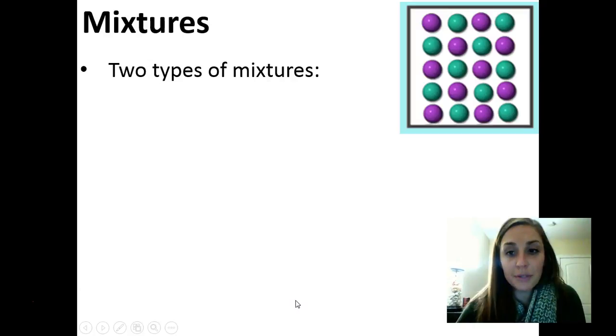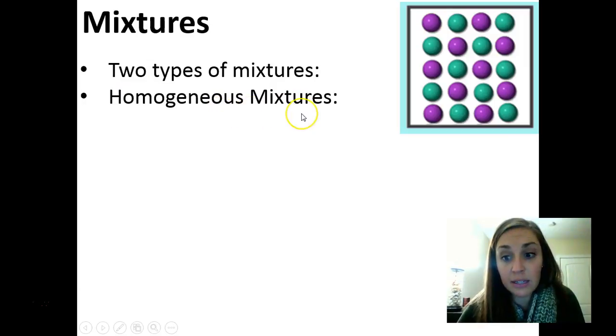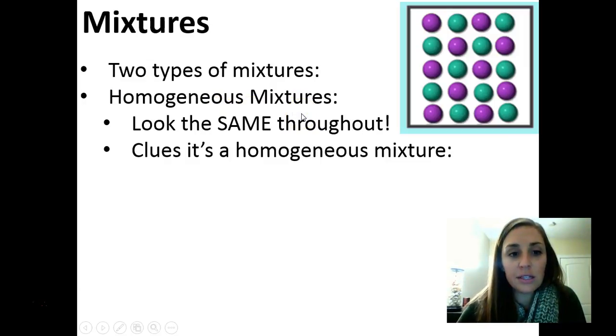All right, so there's two types of mixtures. The first one is a homogeneous mixture. And the prefix homo means the same. So homogeneous looks the same throughout, and it's a mixture. So it looks the same throughout.